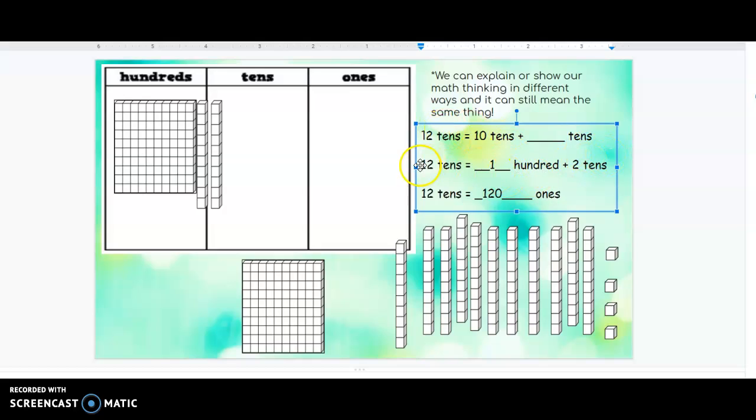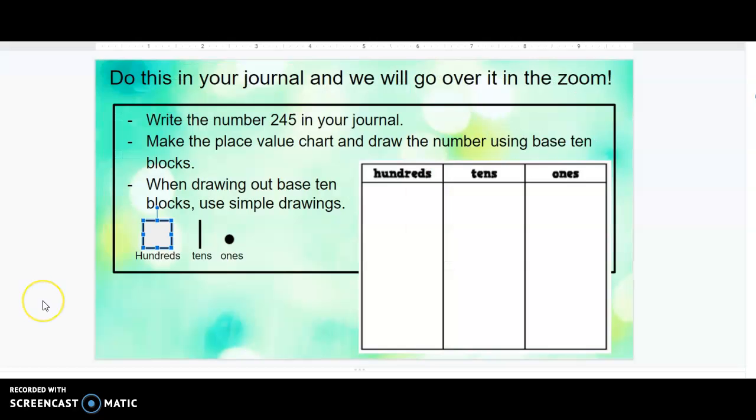100 plus 2 tens is 12 tens. 10 tens plus 2 tens is 12 tens. Now it is your turn to go into your notebook, your math notebook, and I want you to draw the hundreds, tens, and ones chart. And inside your notebook, I want you to write the number 245 in your journal.